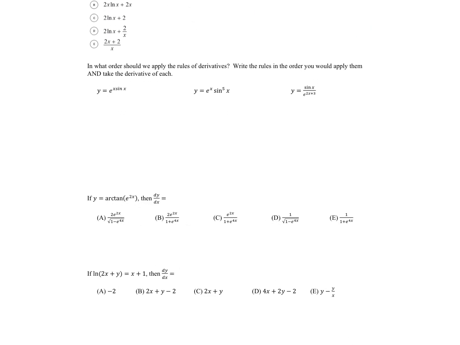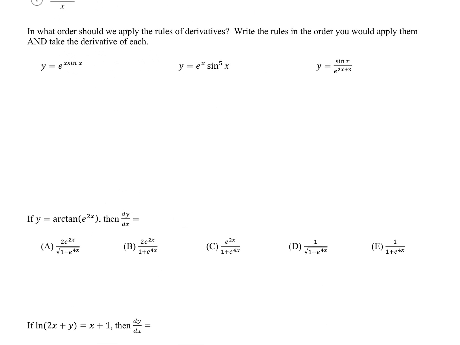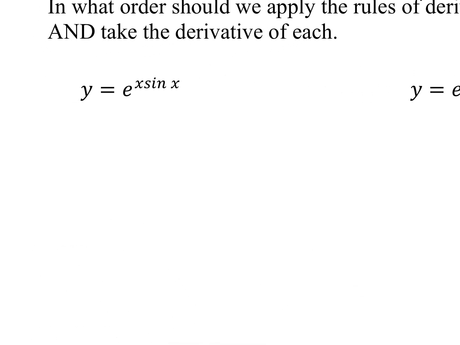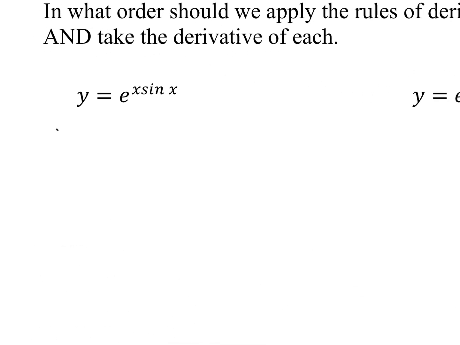We're going to skip the top one. Look at this guy. My question is, it says, in what order should we apply the rules of the derivatives? Write the rules in order that you apply them, then take the derivative. I want to do that first one especially. What do we got to do first? Yeah, we got to go do that chain rule because I've got an outer E and then I've got an inner x times the sine of x.